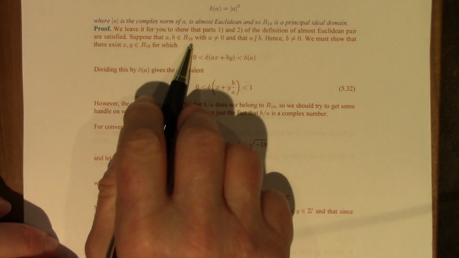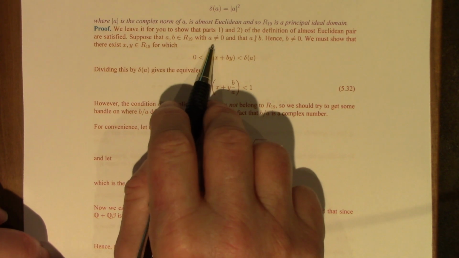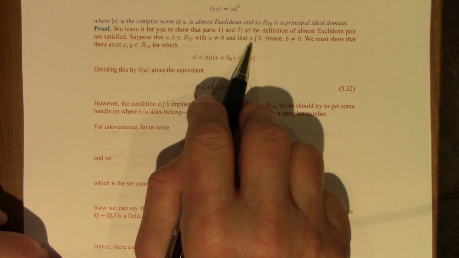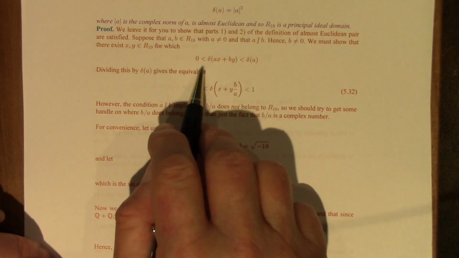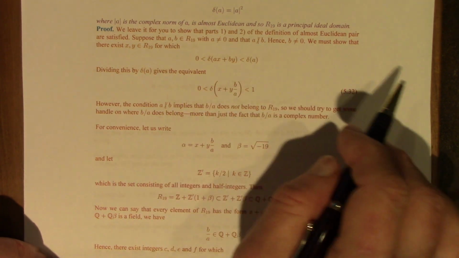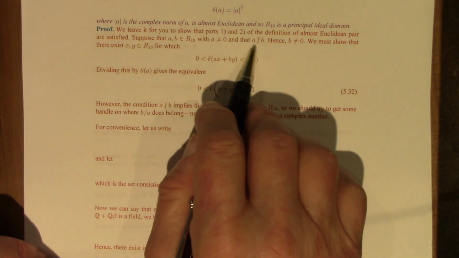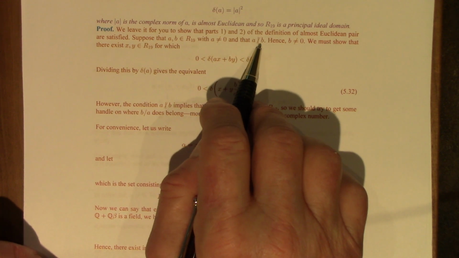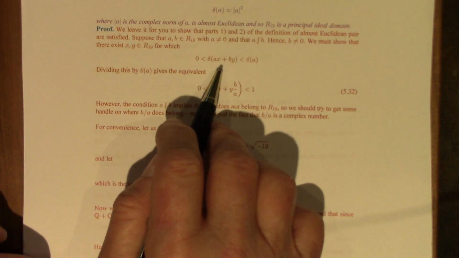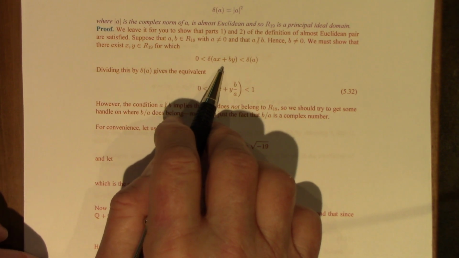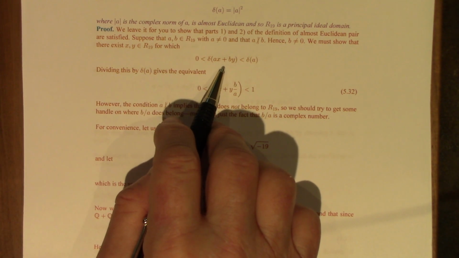Suppose that A and B are in R19, A is not 0, and A does not divide B. So we need to show this. B is also not 0 then, because otherwise A would divide B. The first step, now let me just mention that, there may be other proofs of this that I'm not aware of.